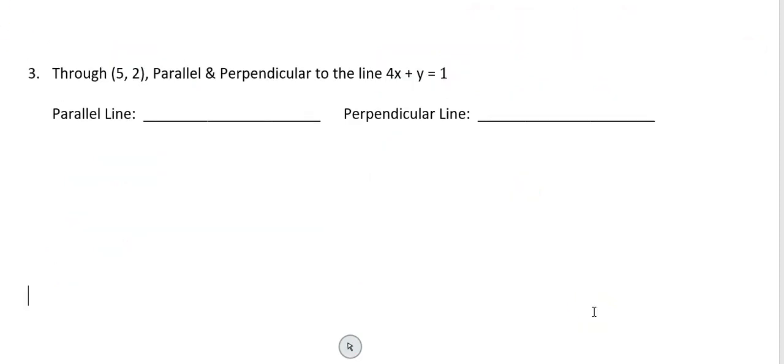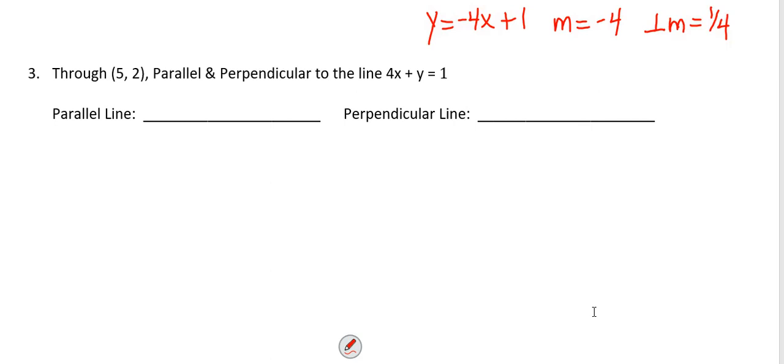So with number 3, again, we're going to have to do the similar first step. We're going to have to get this in y equals mx plus b format. So this time all I have to do is move the 4x to the other side. So again, my parallel slope would be the same slope, so that's -4. My perpendicular slope would be a positive, and then 4 is the same as 4 over 1, so this is going to be positive 1/4.